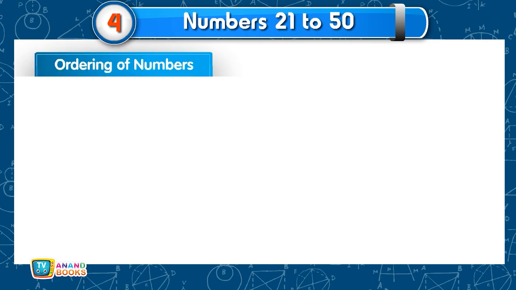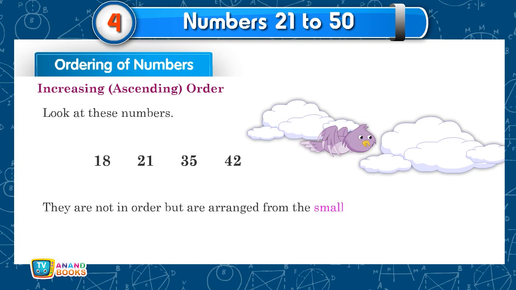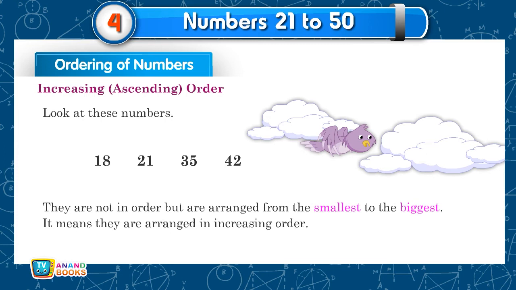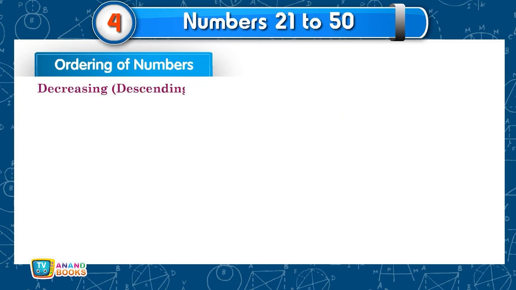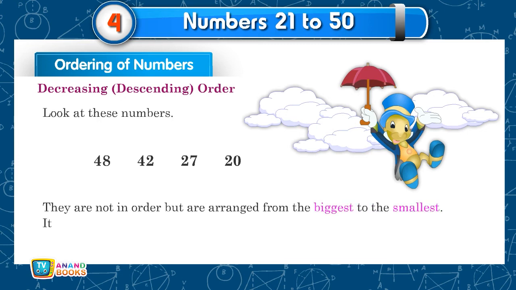39. Ordering of numbers. Increasing, ascending order. Look at these numbers: 18, 21, 35, 42. They are not in order but are arranged from the smallest to the biggest. It means they are arranged in increasing order. Decreasing, descending order. Look at these numbers: 48, 42, 27, 20. They are not in order but are arranged from the biggest to the smallest. It means they are arranged in decreasing order.